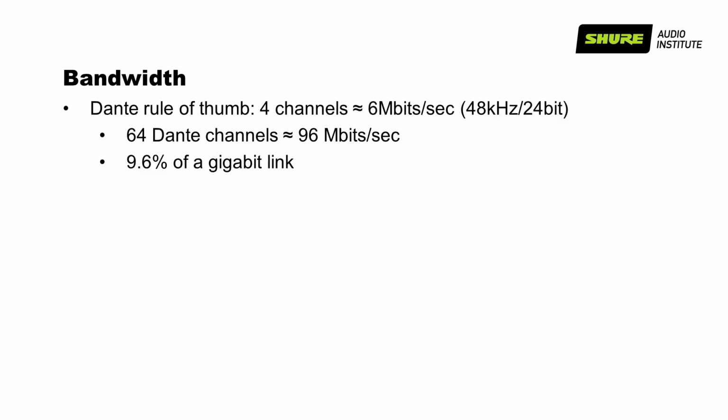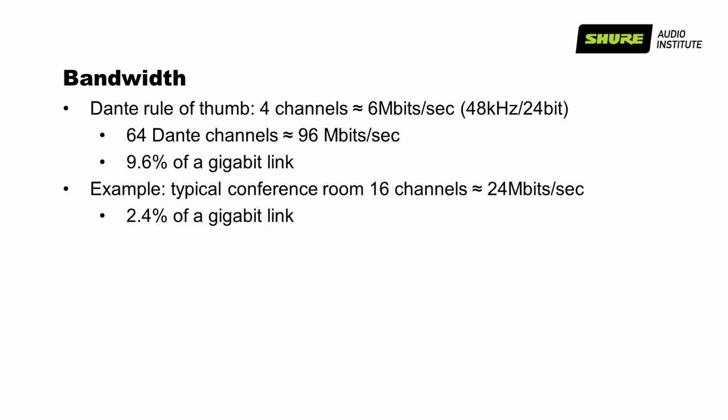So that means 64 Dante channels is about 96 megabits per second, which is 9.6% of a gigabit link. That's not a whole lot. And the typical conference room isn't really even using that many. Most AV conference applications might have maybe 16 channels of Dante running, which is not a lot. That's 2.4% of a gigabit link. So the bandwidth usage is very slow.